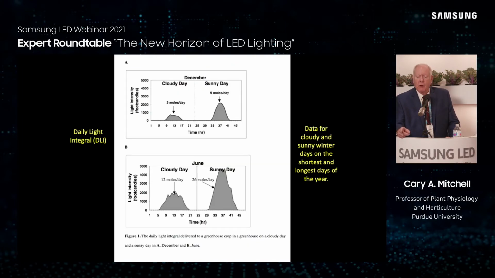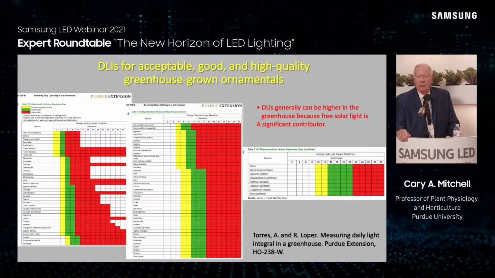And here are data for a greenhouse at about 40-some degrees north latitude. Look at June, a sunny day, the integration under the curve, and then look at the cloudy day in the greenhouse in June. It's cut in half or less. But when you go to December, neither the sunny day nor the cloudy day in the greenhouse is going to give you enough light. So if you're going to be a productive, consistent commercial grower, you have to do supplemental lighting.